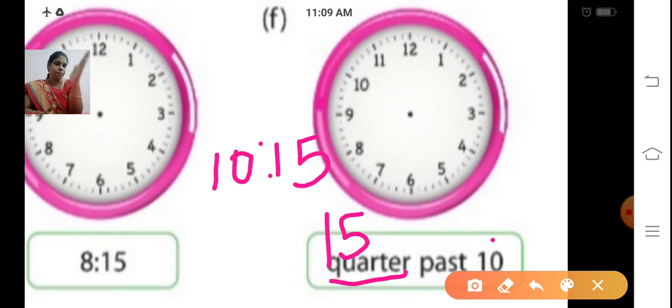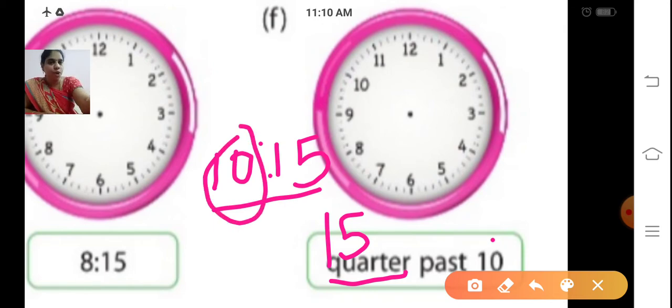So 15 minutes is over from 10 o'clock. 15 minutes has passed from 10. So the time is 10:15. How to draw the hour hand and the minute hand? This represents the hours, right? The smaller hand you just directly mark at 10. And 15: where will you draw the minute hand? Which number? Yes, 15 minutes.